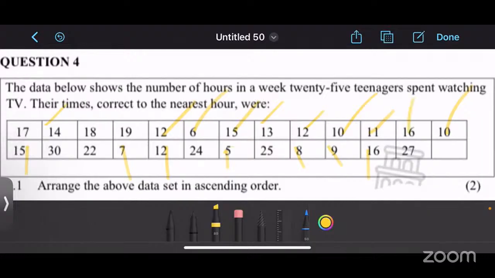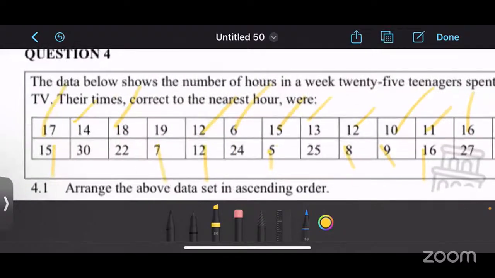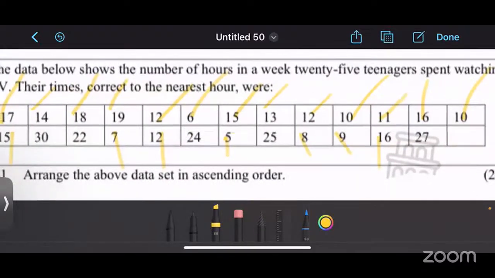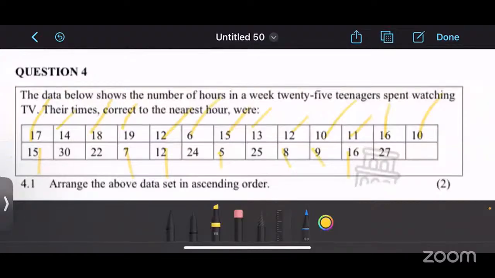17, 17, 18, 18, 19, 19, 22, 22, 24, 24, 25, 25, 27, 27, and then 30, 30. Okay.